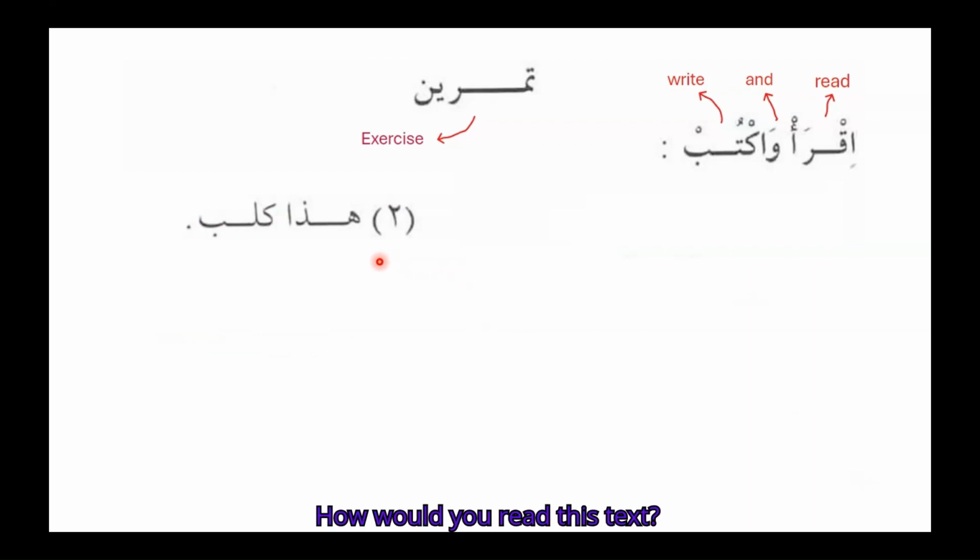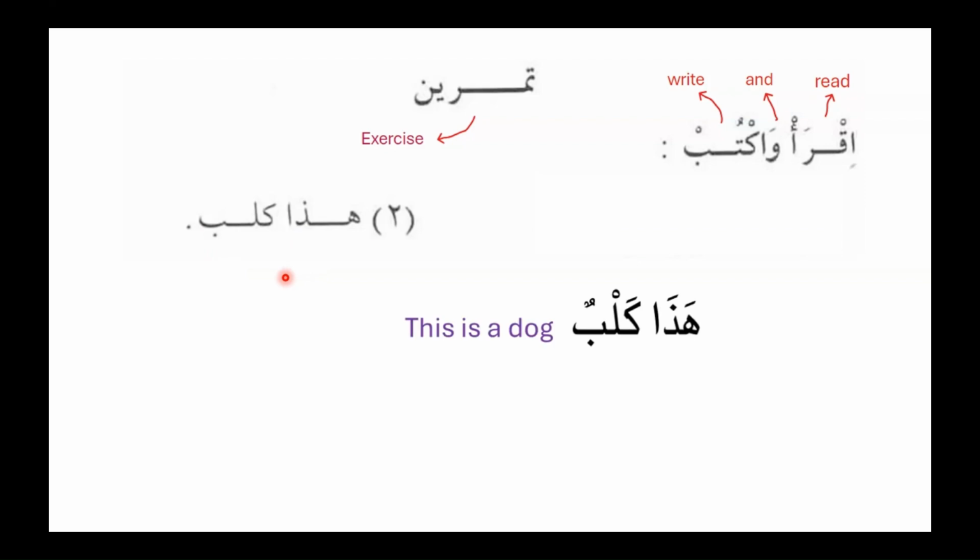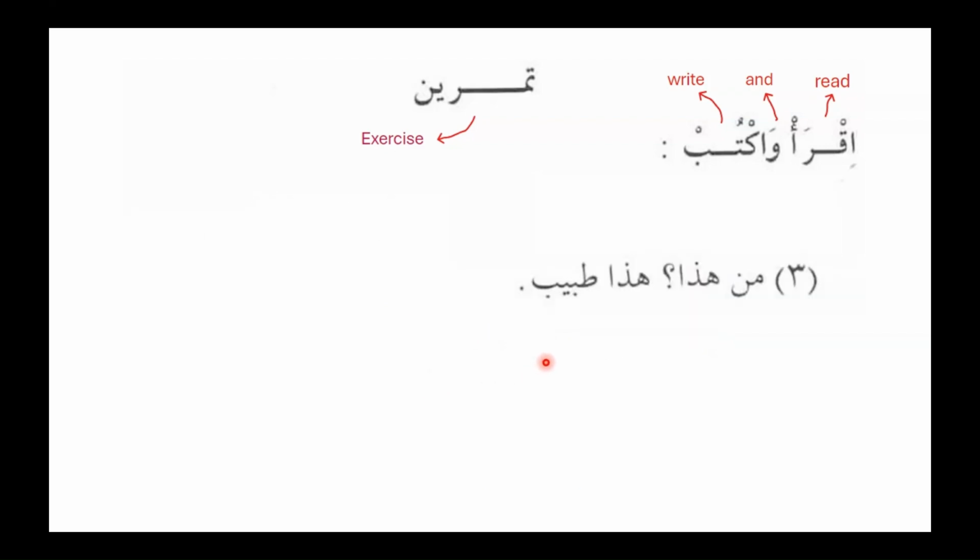How would you read this text? The correct way to read this text is هذا كلب. This means this is a dog. Next.